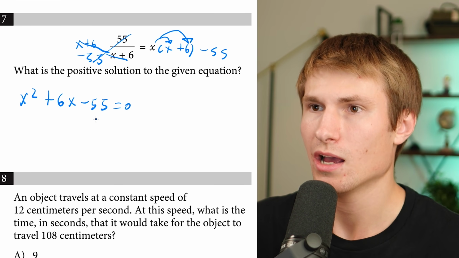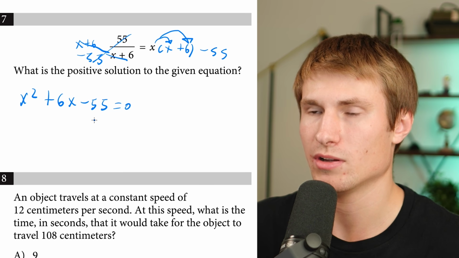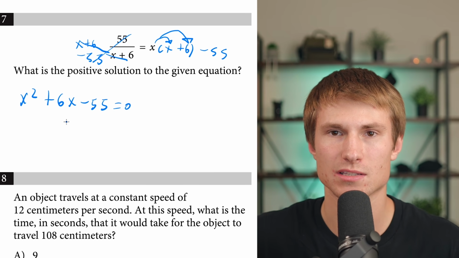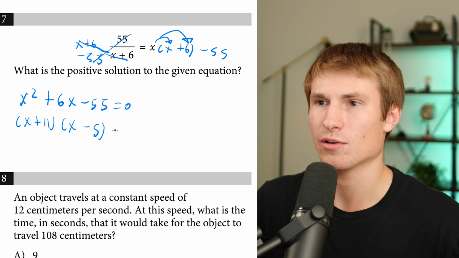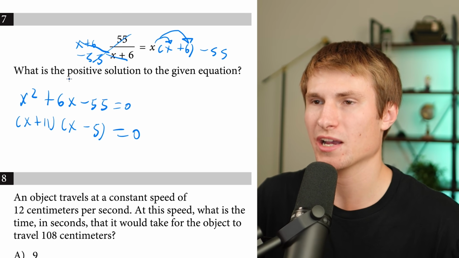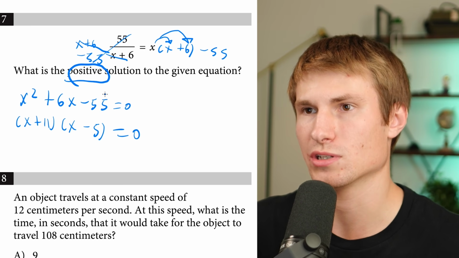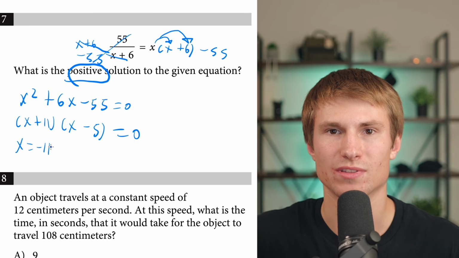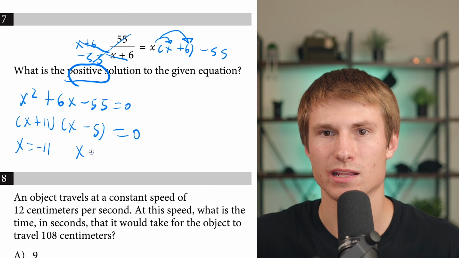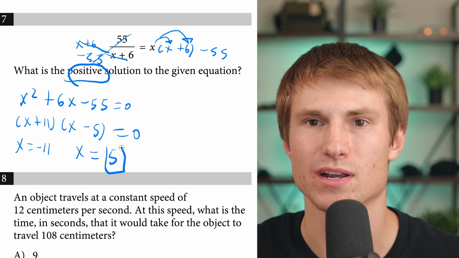So when I do that, I think we've got 11 and 5. I need to keep it positive. So I'm going to have x plus 11 and I would have to have x minus 5. Now when we factor, we have to keep in mind that we can't just pick either one. We need the positive solution to the given equation. So we know that x plus 11 will ultimately mean that x could equal negative 11, but we can't choose that because that's negative. We need to have x equals 5. So our answer there would be 5.